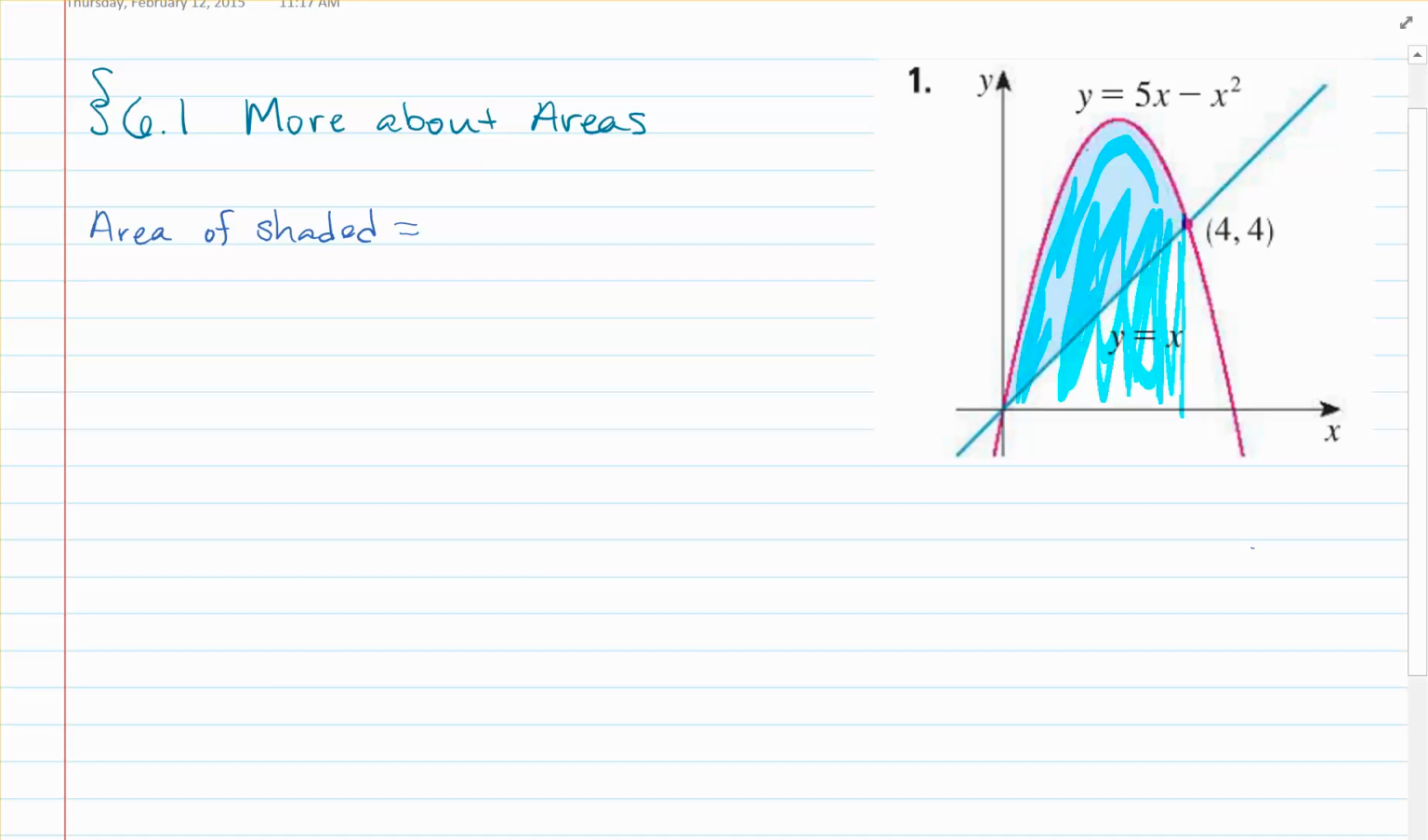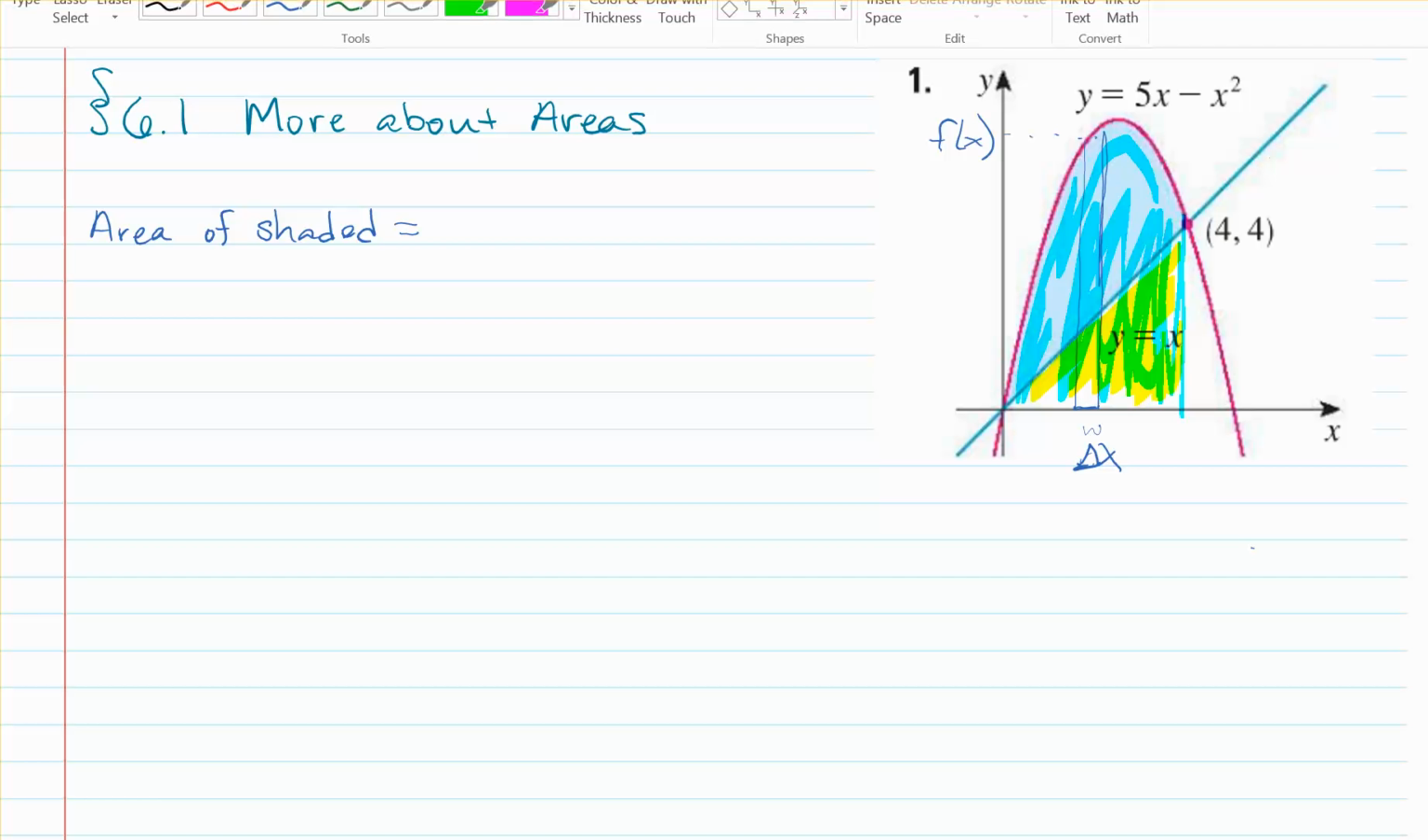Go back to a pen. I'm looking at rectangles that are up and down like this. I'm going to have this width delta x, and this height f of x. Well, now if I want to find just the area that was already shaded blue there, I want to subtract off the area of this triangle, which we can also find with integration.